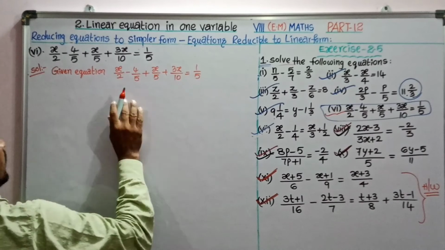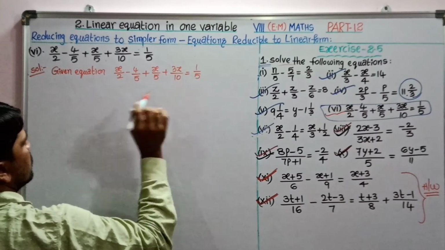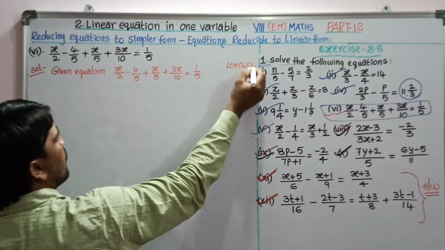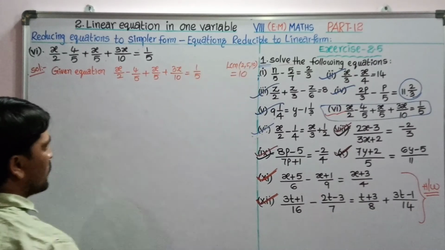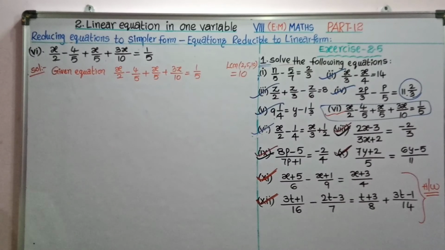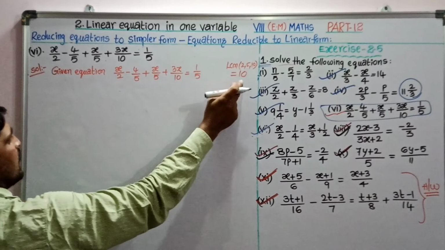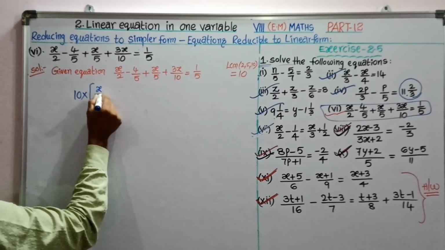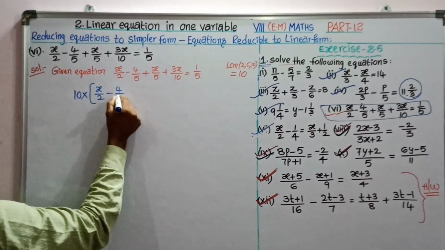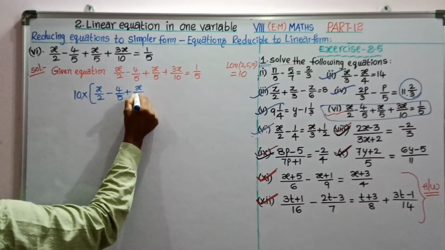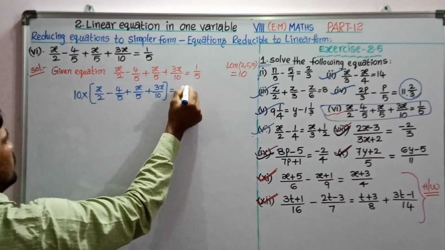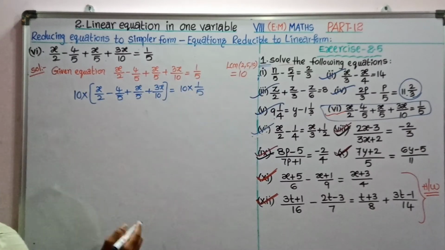Observe the denominators in LHS and RHS: 2, 5, 10. So LCM of 2, 5, 10 is 10, as 10 is a common multiple of 2, 5 and 10. So multiplying 10 on both sides, LHS that is x by 2 minus 4 by 5 plus x by 5 plus 3x by 10, which is equal 10 into 1 by 5.